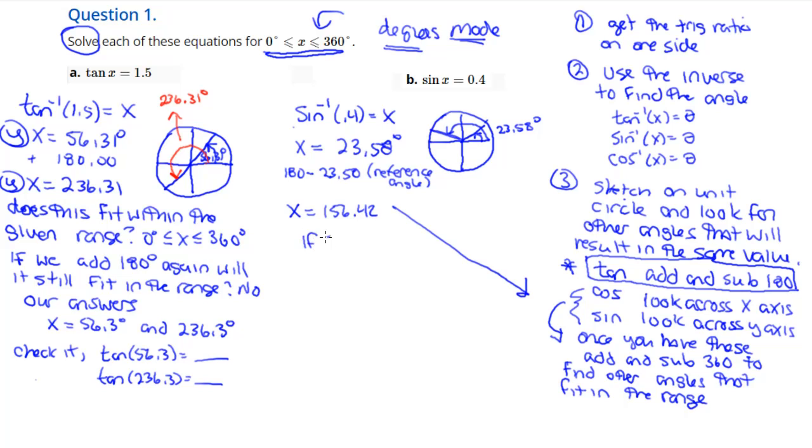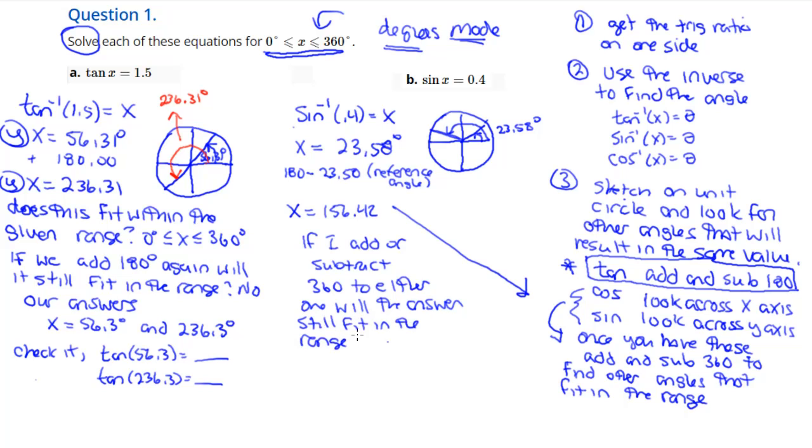Now if I add another 360 or subtract another 360, am I still going to be within this range of 0 to 360? No, I'm not. So these are the only answers I've got, and they're the only ones I have to worry about. So my answers for this equation are x is equal to 23.6 and x is equal to 156.4 degrees.